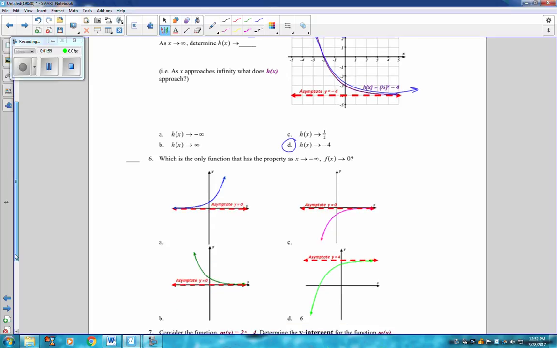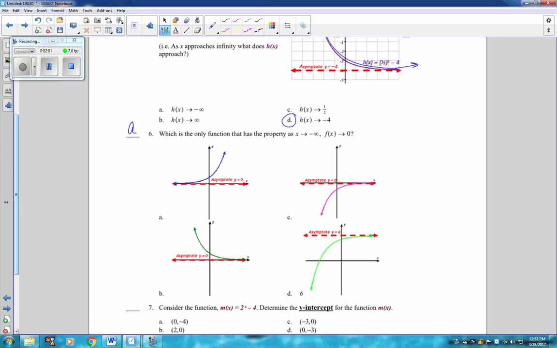Number 6, the answer is A. It wants to know which of these, as x goes left, the y goes to 0. This is x going to the right, this is going to the right. This is the only one where it's going to the left at 0.